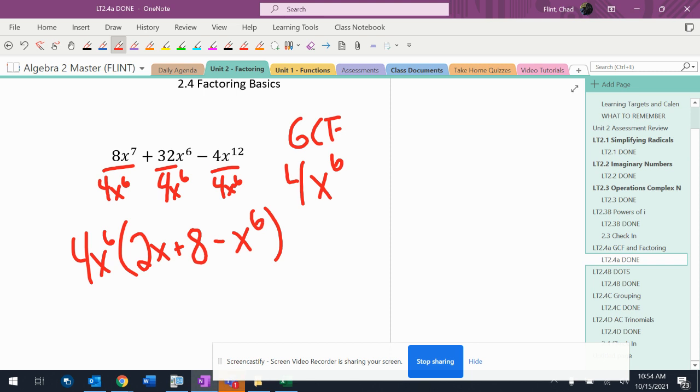All right, and again, distribute it out. If you're not sure if you're right, distribute that back in there and see if you get the same thing.